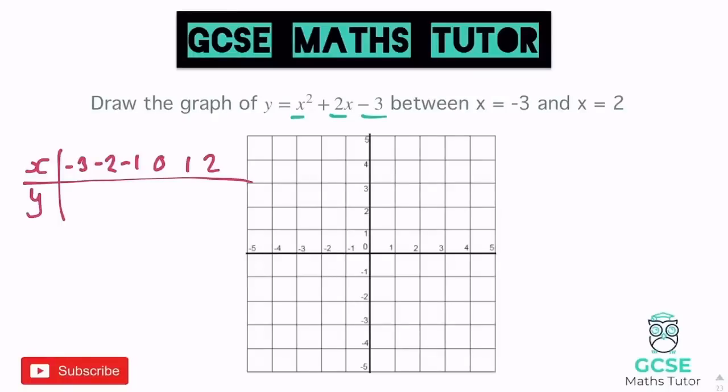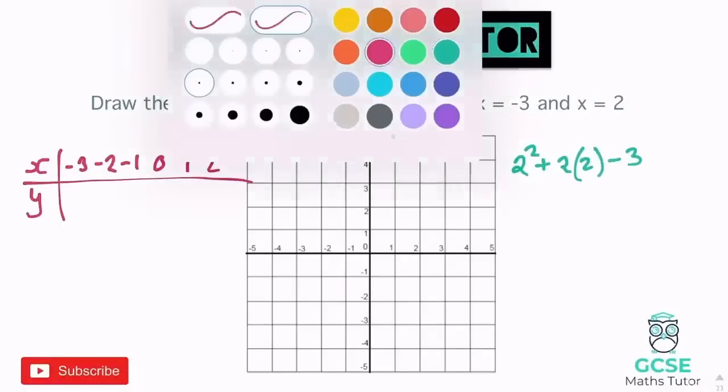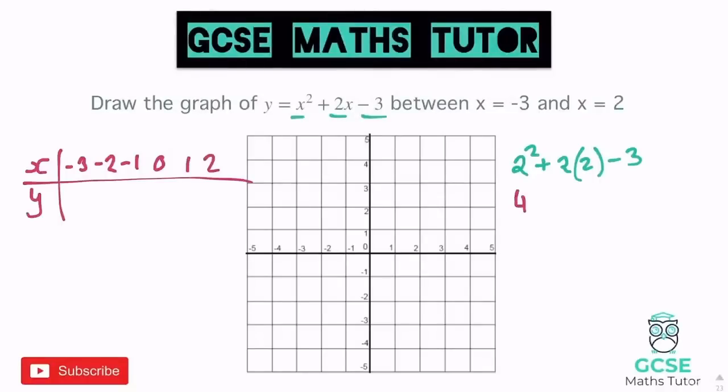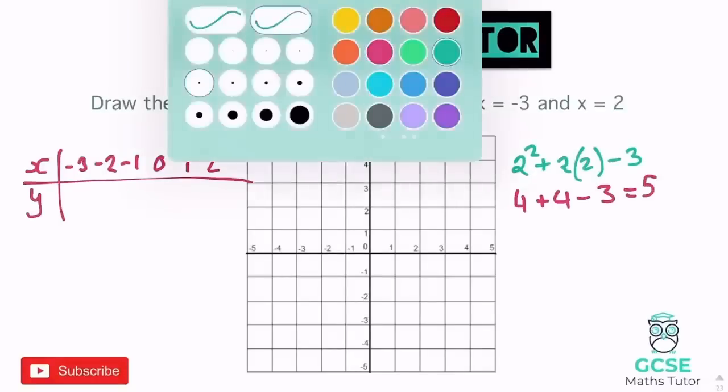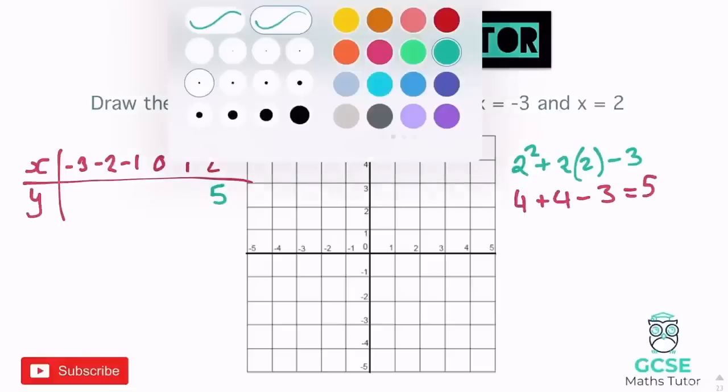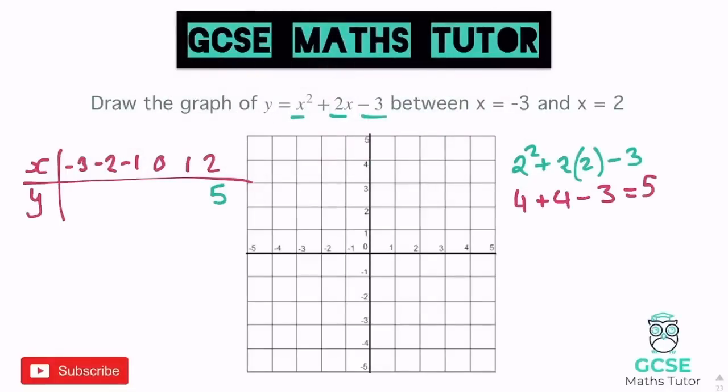So I'm going to start with 2 again for the positive one. So we have 2 squared plus 2 lots of 2, take away 3. I'm just going to work that out nice and slowly. 2 squared is 4 plus 2 lots of 2, which is 4, take away 3. So 4 plus 4 is 8. Take away 3 is 5. So my answer there underneath the 2 is going to be 5. Now I need to follow this process for all of them, but the one thing I do need to be careful of is when we get to these negative numbers.